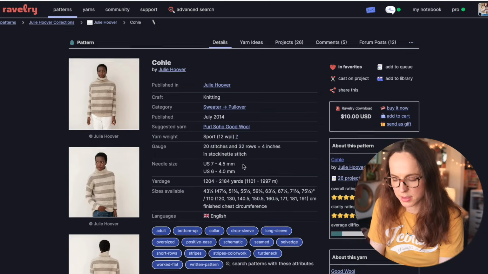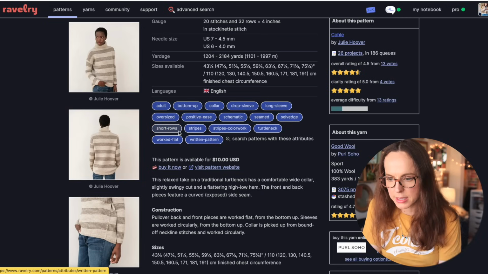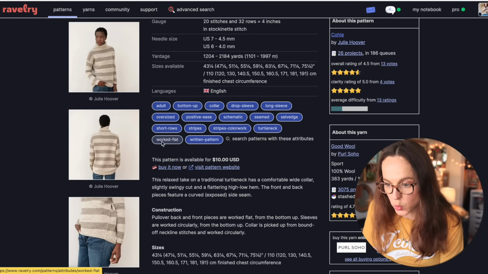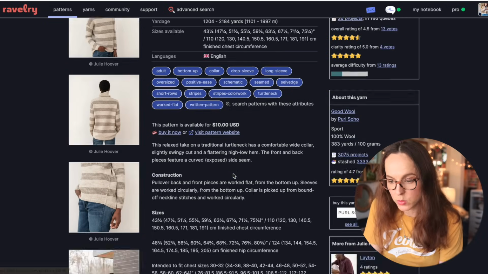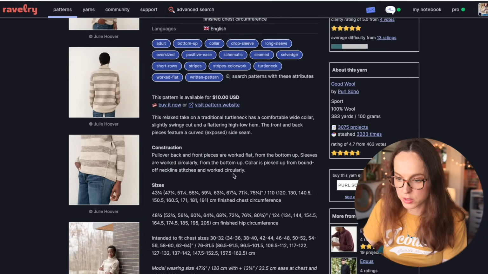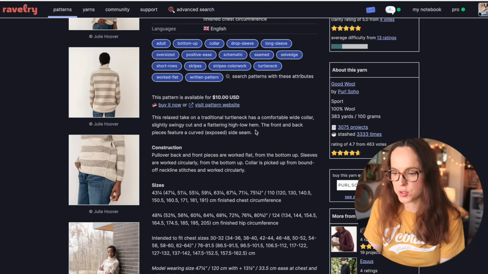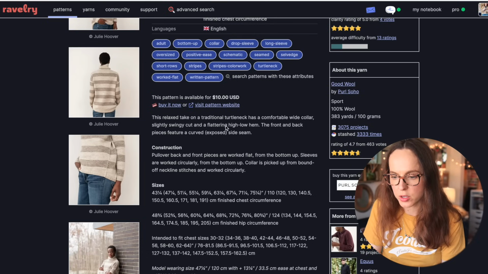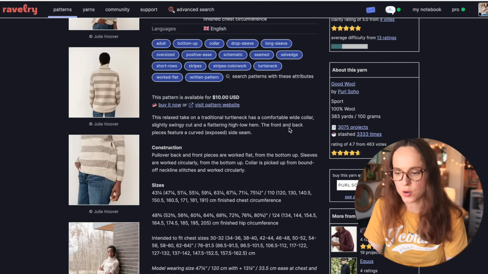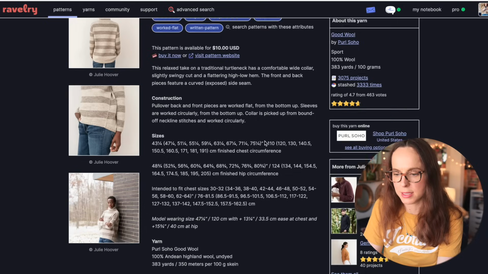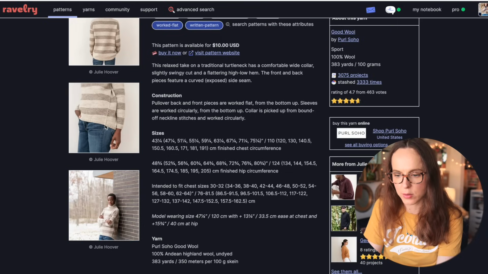That is stunning. Okay, a couple of things. It is knit, there are short rows, it is worked flat, and it is seamed. That's the only downfall for me, but it's okay, it's beautiful. This relaxed take on a traditional turtleneck has a comfortable wide collar, slightly swingy cut, and a flattering high-low hem. I love it. The front and the back pieces feature a curved, exposed side seam.